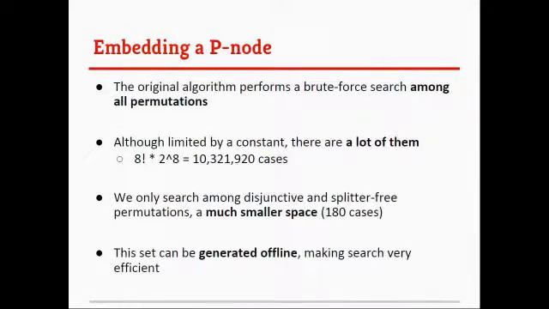The original algorithm performs a brute force search as well, but it does so among all possible permutations, which, although limited by a constant, are still quite a lot, since all possible permutations of 8 virtual edges must be tried, and all the possible flips of the virtual edges. We search in a much smaller space, since we only match against good solutions, being more efficient. Moreover, the set can be batch generated by an offline procedure, making search very fast.